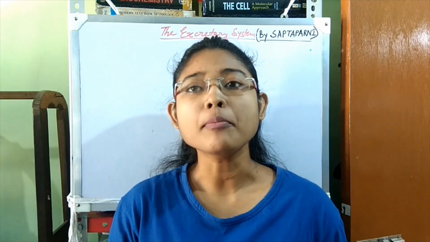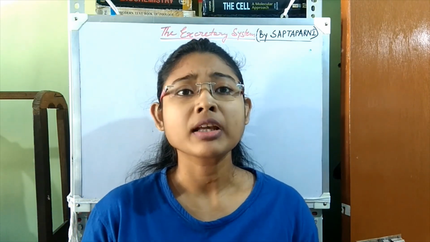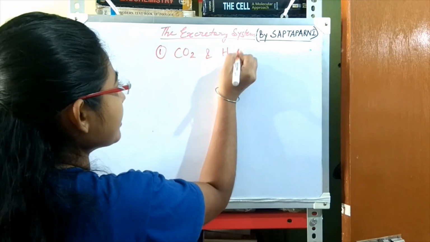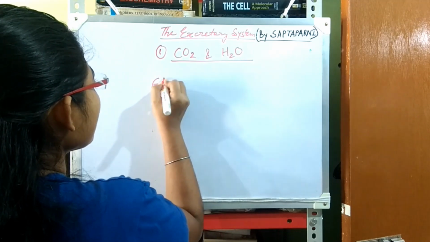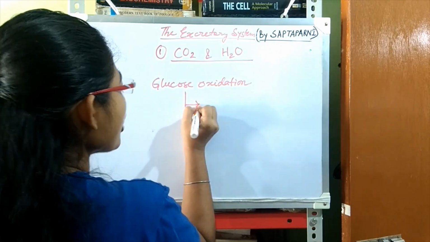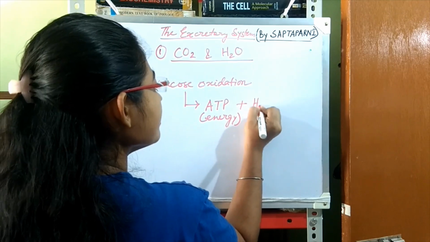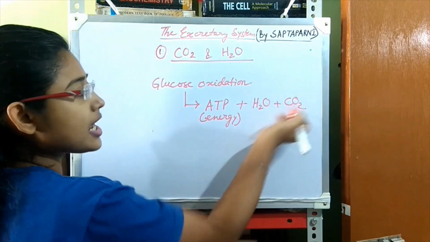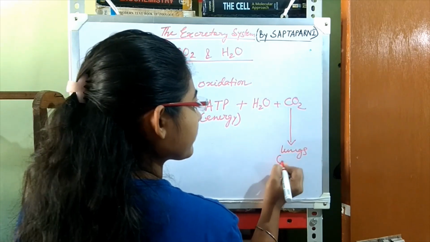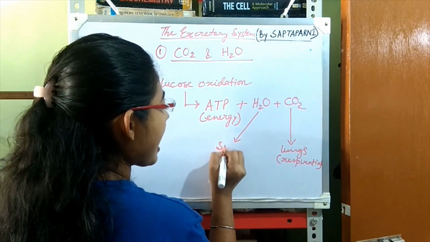Okay. Now coming to the products which we can eliminate from our body. The first products which we can eliminate from our body are carbon dioxide and water. So number one is carbon dioxide and water. What happens? We know that by the oxidation of glucose, our body gets ATP or energy plus water and carbon dioxide. Now, this carbon dioxide is excreted out from our body through the lungs, okay, by the process of respiration. Whereas this water is excreted out as sweat.